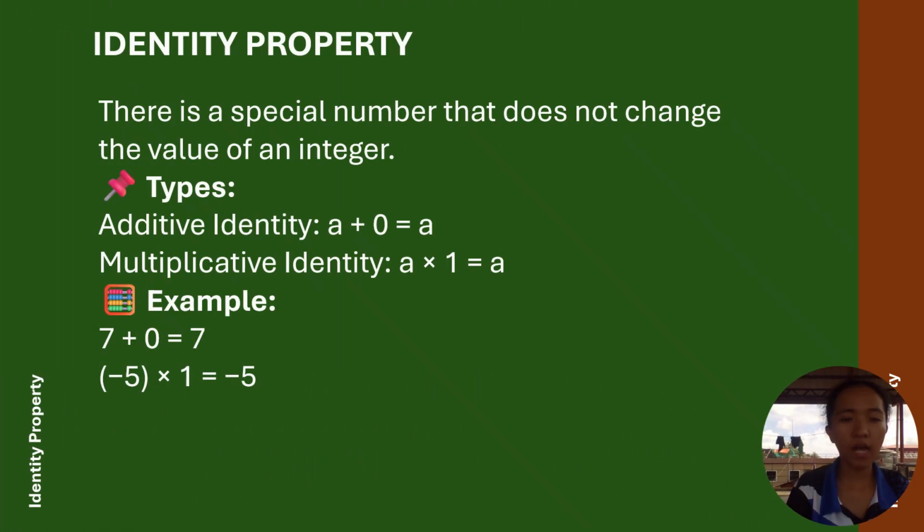The next property is the identity property. There is a special number that does not change the value of an integer. The types are the additive identity and the multiplicative identity. In additive identity, the formula is a plus 0, which is always equal to a. The multiplicative identity, which is a times 1, is equal to a. For example, 7 plus 0 is equal to 7, and negative 5 times 1 is equal to negative 5.